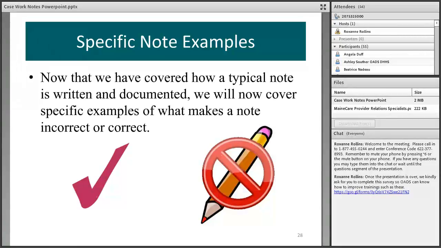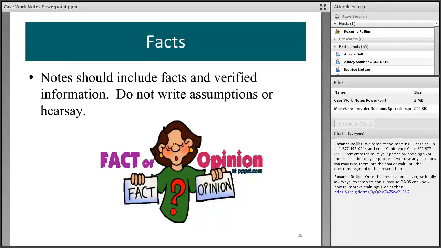So now we're going to talk about specific note examples of what makes a note correct or incorrect. So facts. Your note should include facts and verified information. Please don't write assumptions or hearsay.